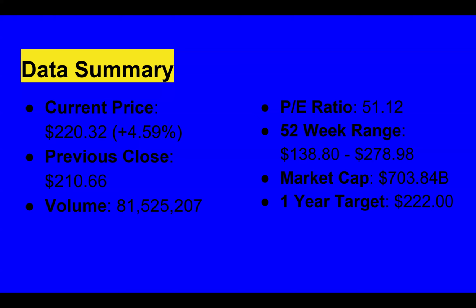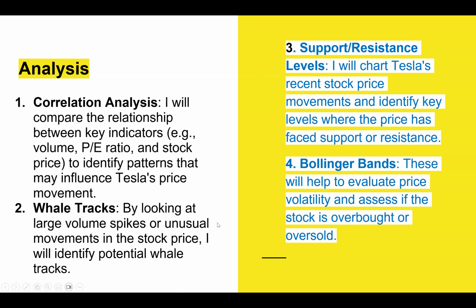Your P/E ratio is 51.12. And this is a 52-week range, so about once a year, you'll see that the stock price will fluctuate between 138 to 278. Your market cap is 703 billion, and our target year is to push that stock price up to 222. I'm sorry, 222.1.